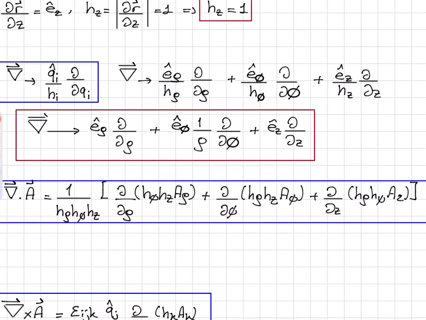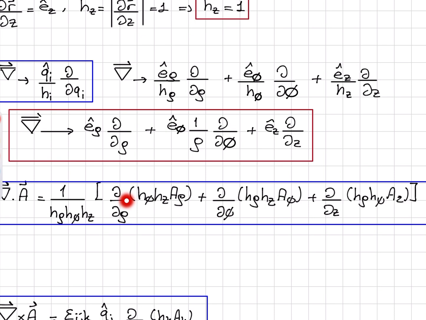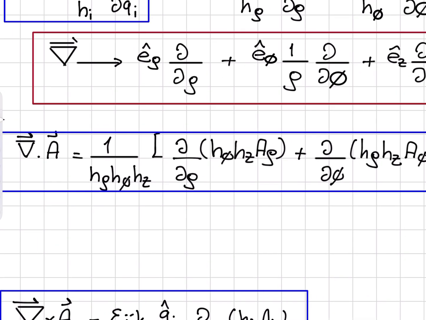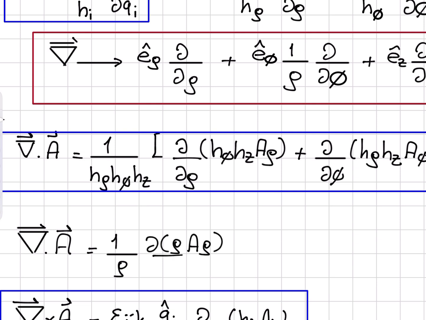Now, as for the divergence, we have to do 1 over h rho h phi hz, the derivative with respect to rho of h phi hz A rho, plus the derivative with respect to phi of h rho hz A phi, plus the derivative with respect to z of h rho h phi Az. So that's the divergence. Now, if I apply it here, I'm going to get the divergence of a vector A written in cylindrical coordinates. The product of the scale factors is 1 times rho times 1, so that's 1 over rho. The product of the scale factors h phi hz, that's rho times 1, that's rho. So we have del rho A rho del rho.